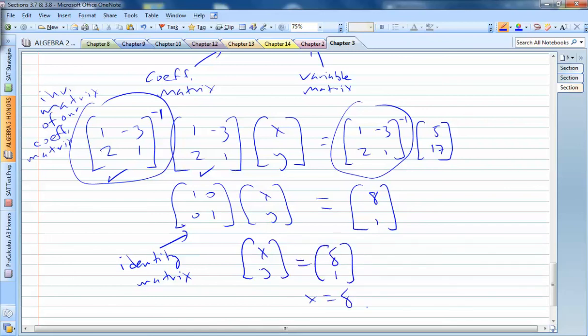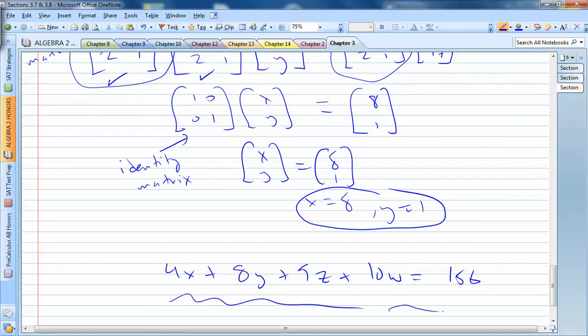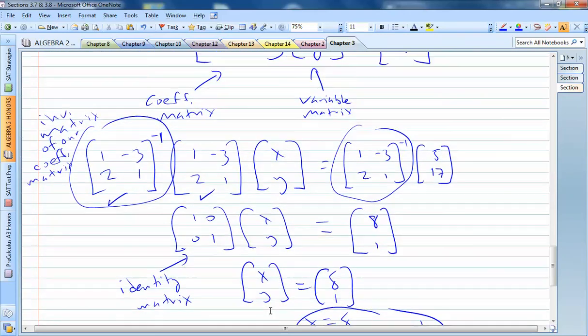Now you might ask yourself, why not just do this the way we've done before? Well, what if I had a crazy equation like 4x plus 8y plus 9z plus 10w equals 156, and say I had a whole bunch of other equations just like that? To do that by hand would be a nightmare. A matrix can do that very easily if you organize it into a matrix and then solve for all the variables. So we'll see problems where we can do that in class next time we meet.